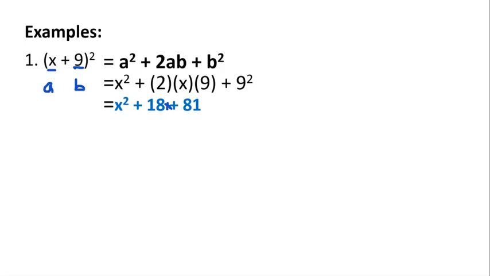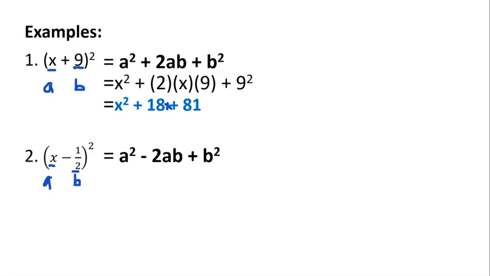Now let's have another example. We have here x minus 1/2 squared. The value of our a is x, and the value of our b here is 1/2. So take note, for these patterns, you don't need to consider the negative sign here in the value of b, because we already have the pattern. Now again, when the pattern is the square of a binomial, when you square the binomial or multiply it by itself, this pattern will be used.